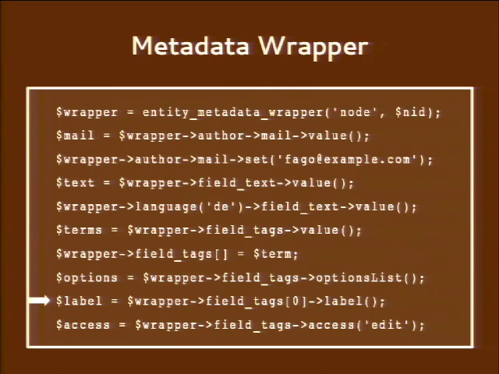Also, there's a label method, which gets the human readable label of a value, if there is one. So if you have an options list, it gets you the human readable value of the options list, or it also supports getting an entity label. And also there's an access method which helps you to check access, and it automatically will incorporate field access for you as well as entity access. So it's very useful if you need some simple access checks.